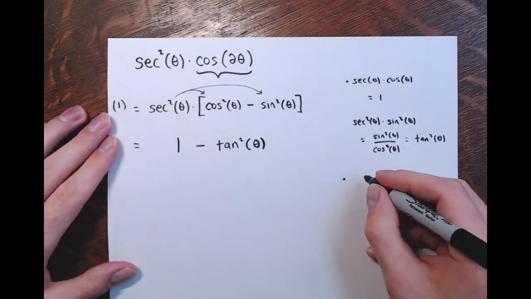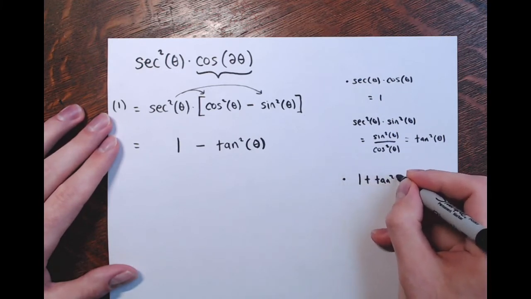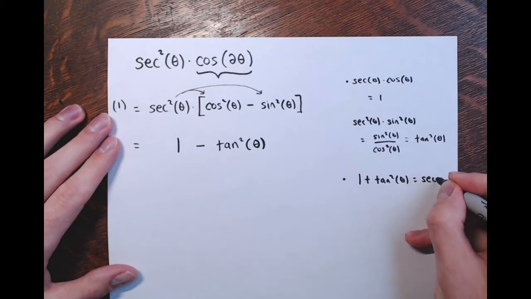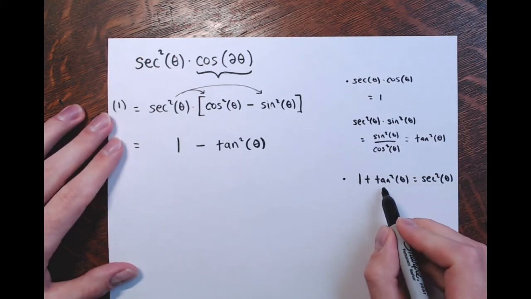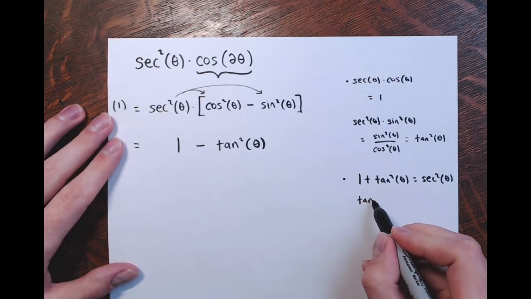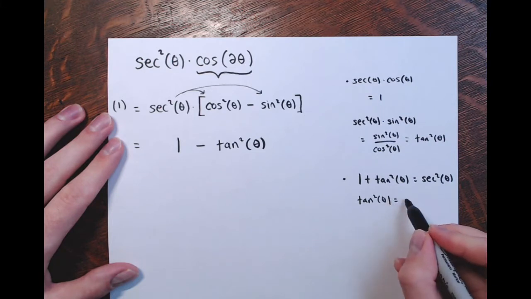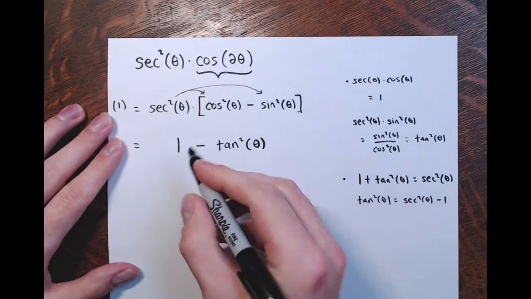Recall that, remember 1 plus tangent squared? Remember that was equal to secant squared? This is one of those Pythagorean identities. So that means that tangent squared is secant squared minus 1. So I can replace this.